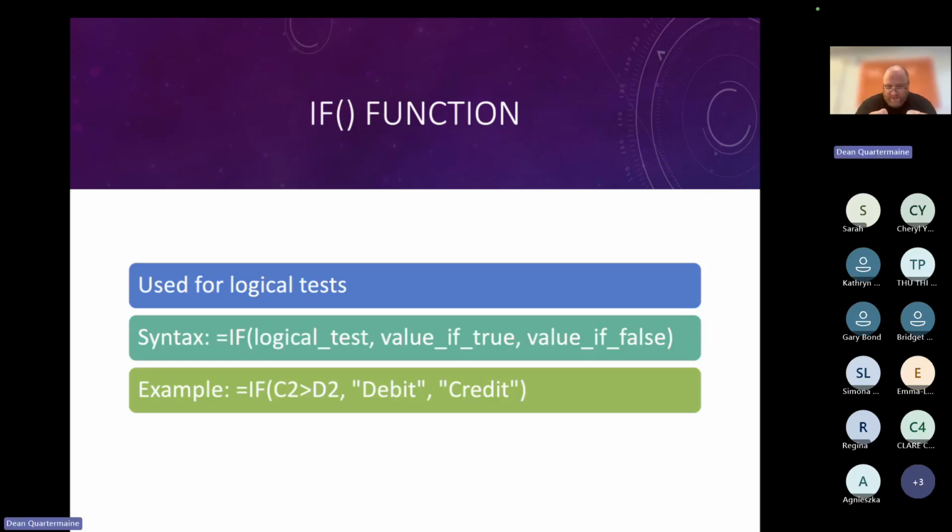We'll use this later in an example I'm going to show you, but that is literally as complicated as it is. What you're saying is, is C2 greater than D2? Well, it either is or it isn't. And if it is, it must be a debit. If it's not, it must be a credit.